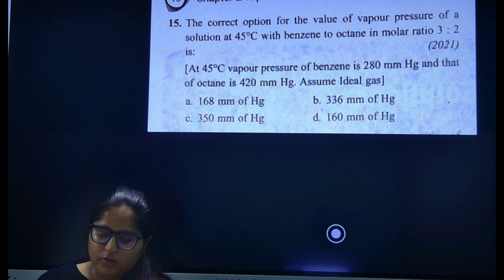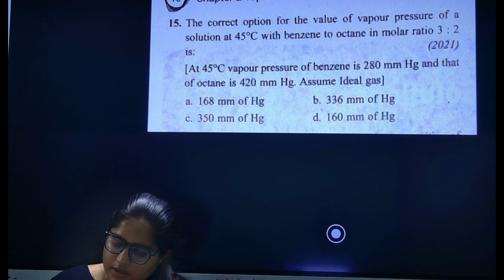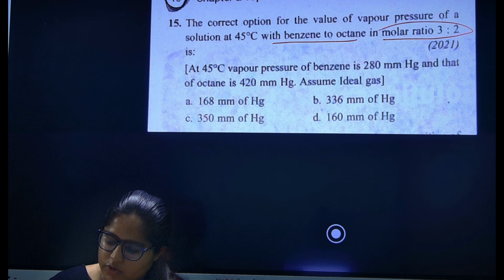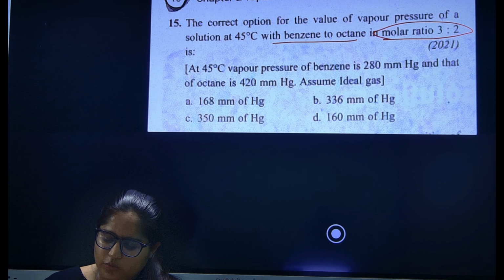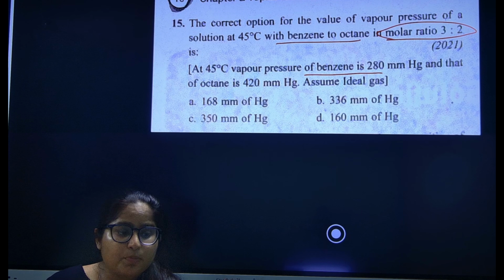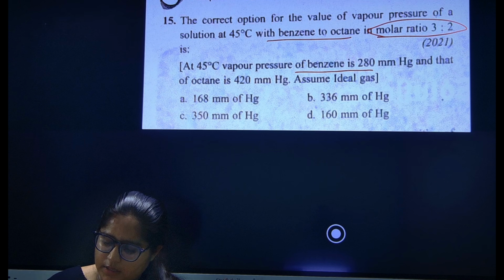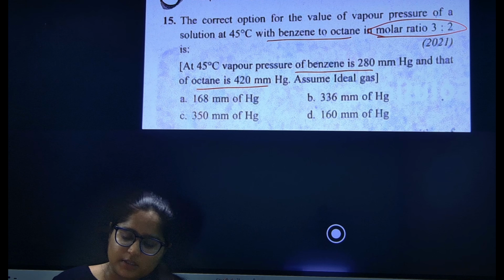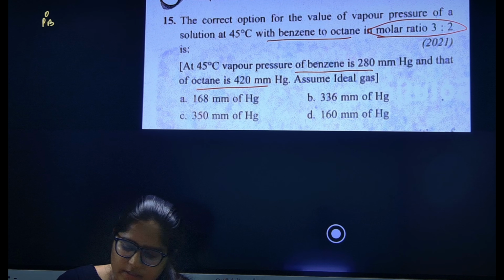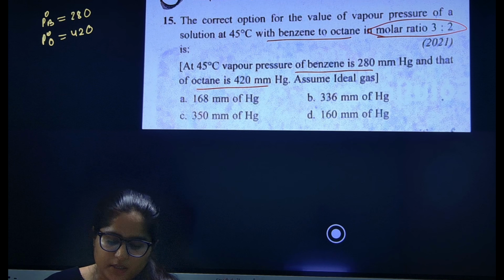Okay, ma'am. What are they asking in the next question? The correct option for the value of vapor pressure of a solution with benzene and octane in molar ratio 3:2, no problem. At 45 degree centigrade, the vapor pressure of pure benzene and pure octane is given. So I am writing first of all what is given. Pure benzene is 280. Then pure octane how much? O for octane, B for benzene, I am writing here.